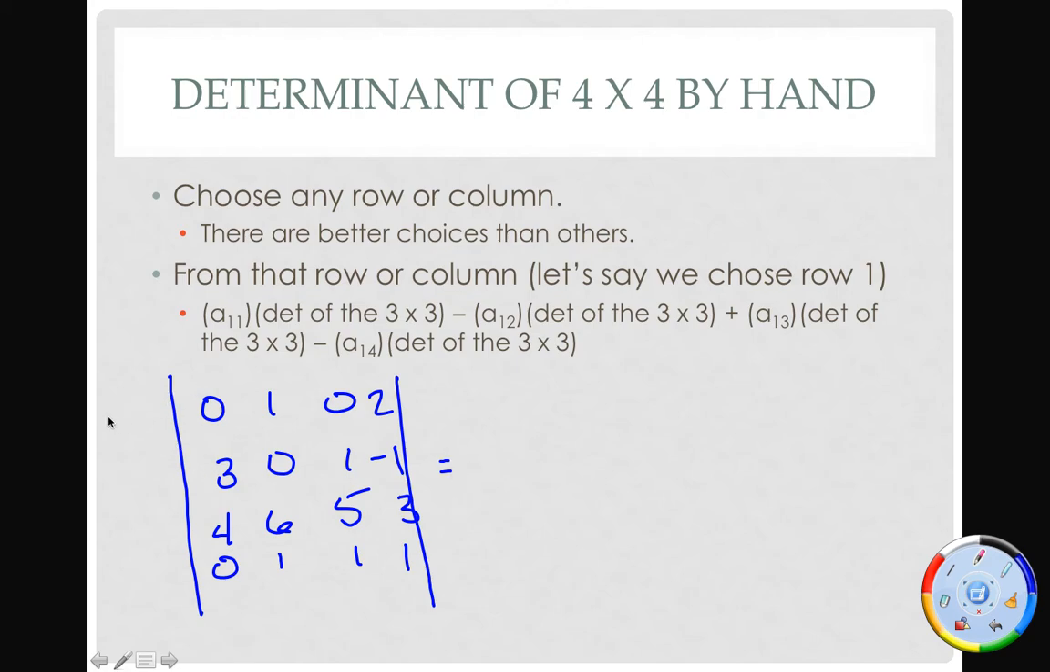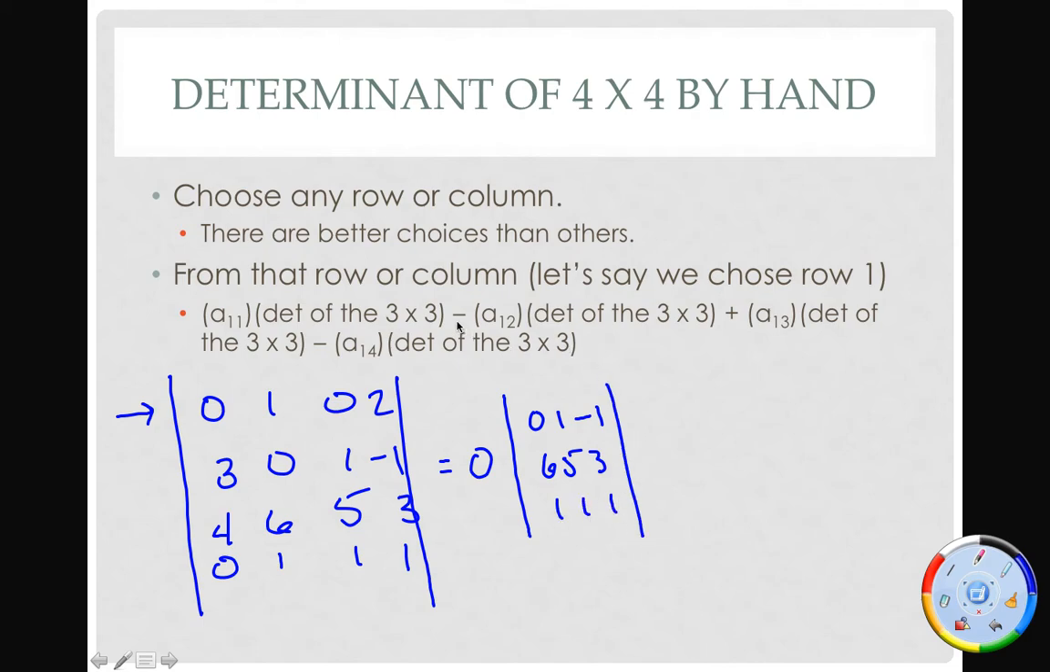So let's choose, I'm going to choose row 1 since that's kind of what I set up here. So I need to take the first value, that row 1, column 1, and I need to multiply by the determinant of the leftover 3 by 3 after crossing that row and crossing that column. So I'm left with the determinant of 0, 1, negative 1, 6, 5, 3, 1, 1, 1.